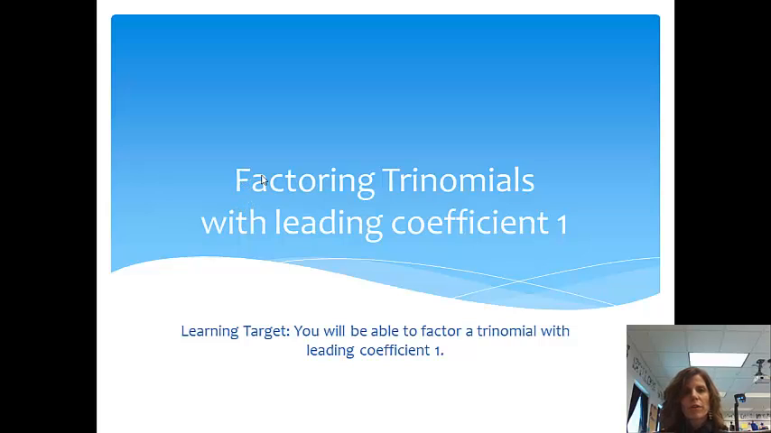Alright, so far we have factored using the GCF. Now we're going to be looking at factoring trinomials. At the end of this lesson, you'll be able to factor a trinomial with a leading coefficient of 1.